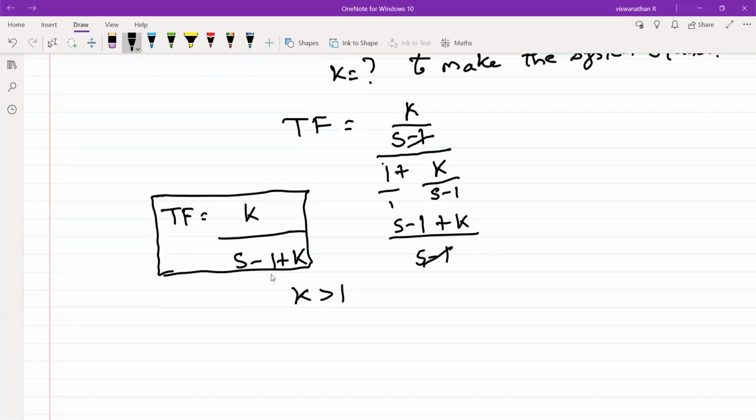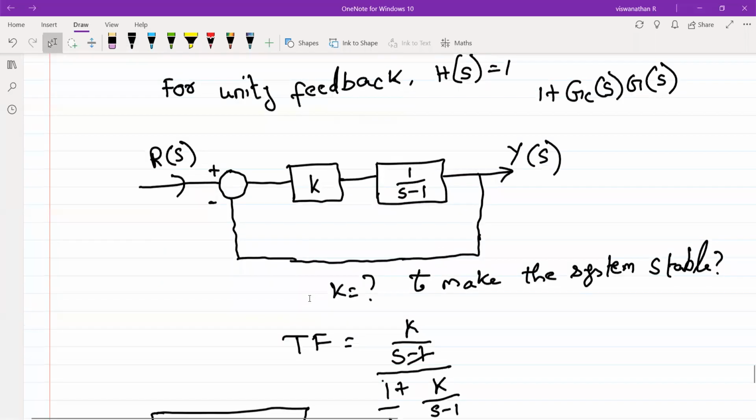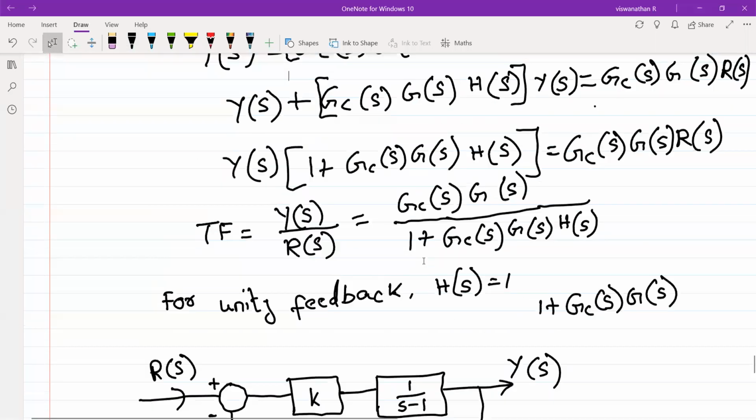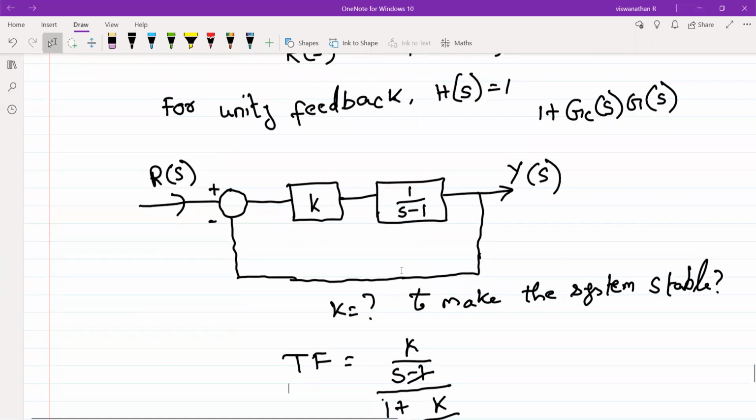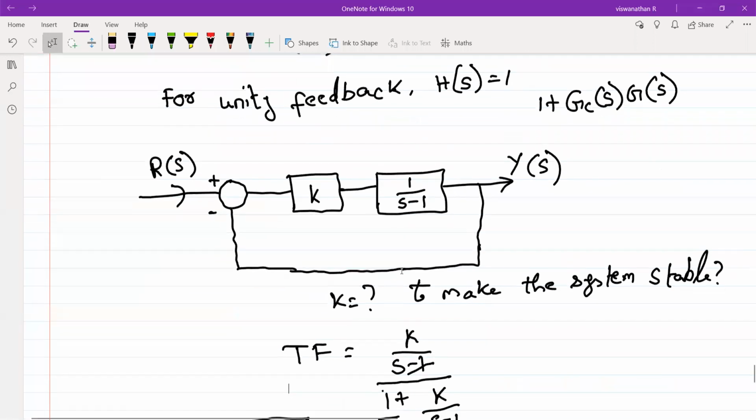Understood? So given an unstable system, you are using a controller that is a K there, and you are finding out the value of that K to make the system stable. So this is how you find the closed loop stability. In open loop, it was just 1 divided by s minus 1, so s will be equal to 1, so the system would be unstable.